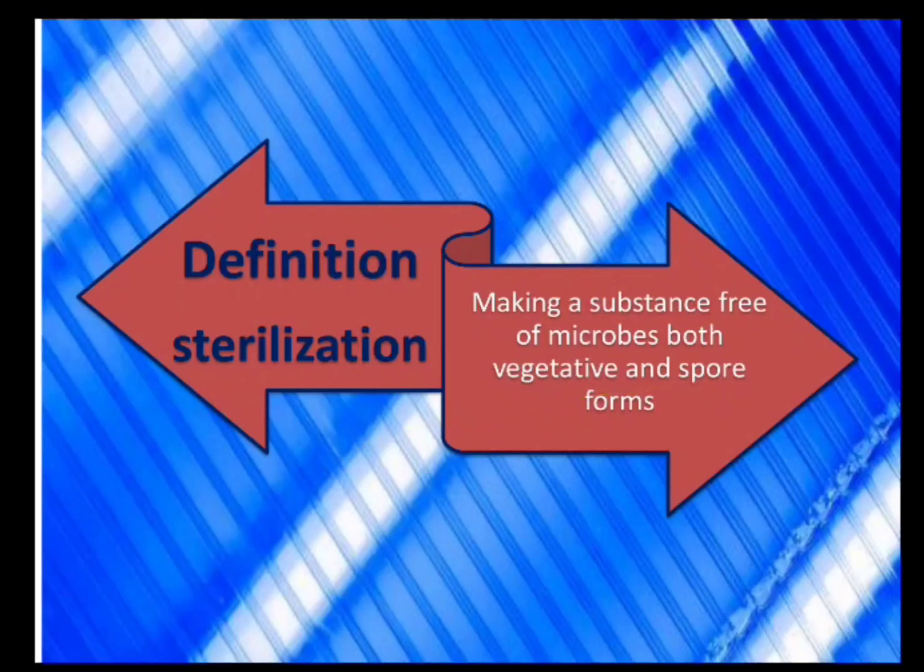If we have to talk about the definition, it's making a substance free of microorganisms, may it be vegetative cells or spores or any kind of microorganisms. It should be free. There has to be zero microorganisms here. So that is called sterilization. There could be other methods wherein you will reduce the number or stop the growth, but sterilization is not any of that. Sterilization is completely making the substance free of microorganisms.